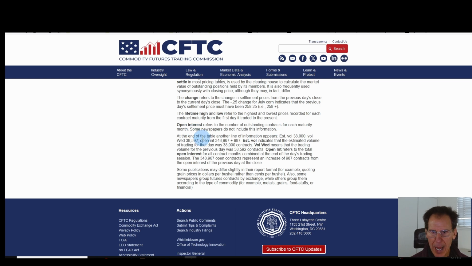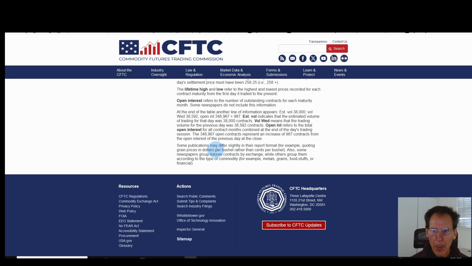At the end of the day, another line of information appears: Estimated volume 38,000, Wednesday 38,592, open interest 348,967, plus 987. Estimated volume indicates that the estimated volume of trading for that day was 38,000 contracts. Volume Wednesday means that the trading volume from the previous day was 38,592 contracts. Open interest refers to the total open interest for all contract months combined at the end of the day's trading session. The 348,967 open contracts represent an increase of 987 contracts from the open interest of the previous day at the close.